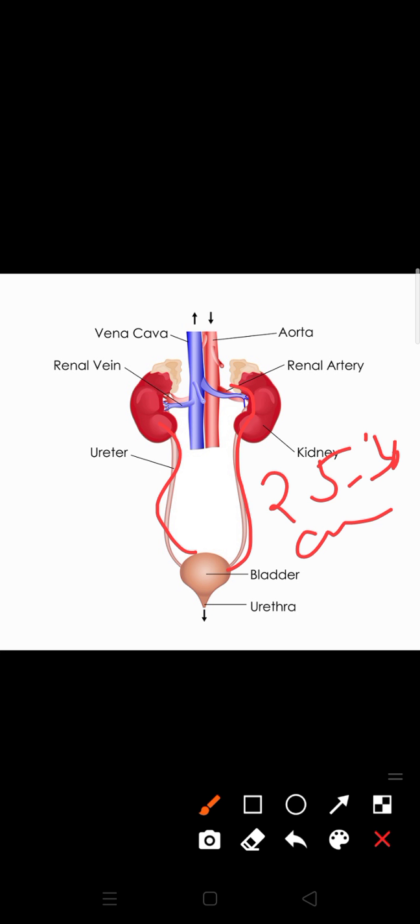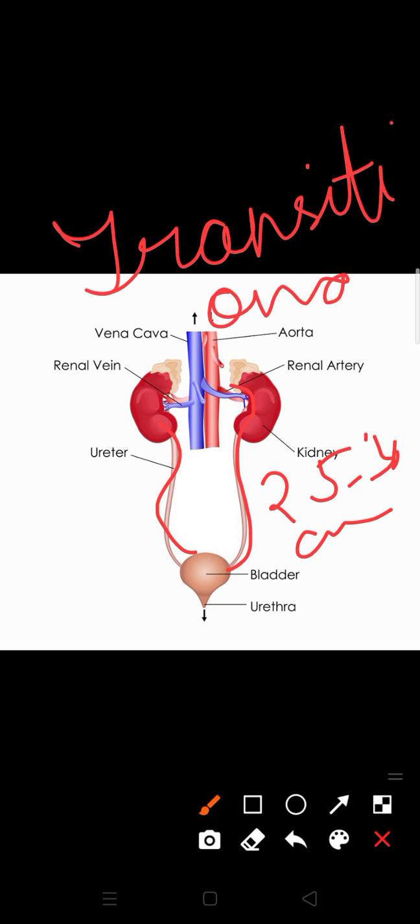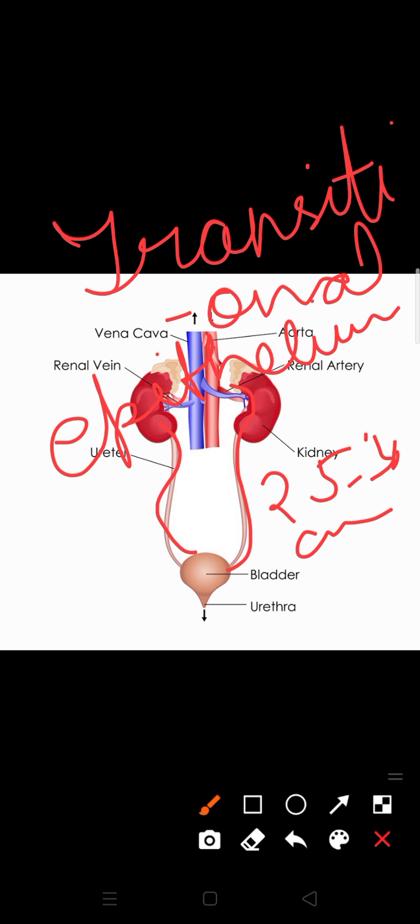The main thing about the ureters is that they are lined by transitional epithelium. What is the function of the ureters? Their main function is to conduct urine from the kidney by peristalsis. Peristalsis you know very well: when anything moves through the pipes inside the body, this movement is known as peristalsis.